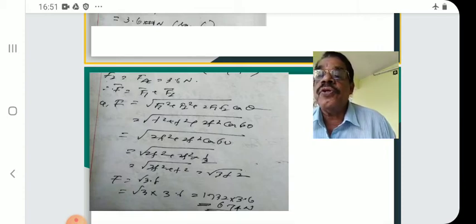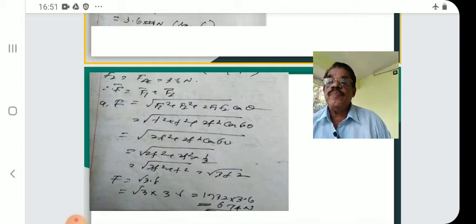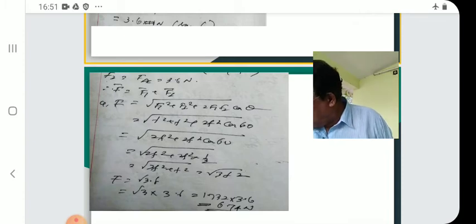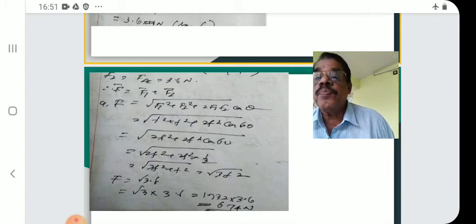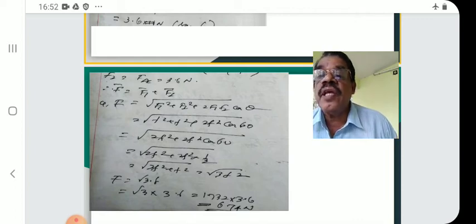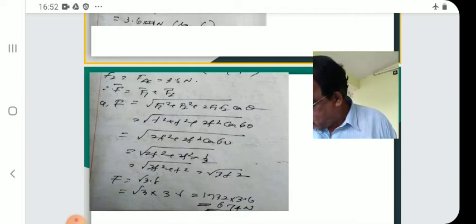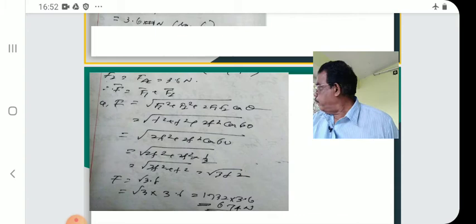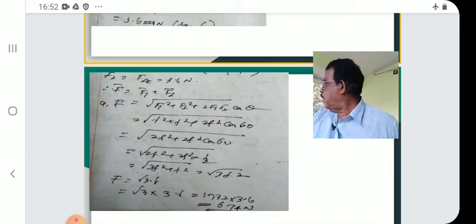Cos 60 is 1 by 2. Putting the values, we get F is equal to root of 3f square, that is F is equal to root 3 f. And this small f is the previously obtained F1 or F2, its numerical value. Small f is put here. F is equal to root 3 into 3.6. Root 3 is 1.73. So 1.73 into 3.6. The answer is 6.74 Newton. That is the answer.